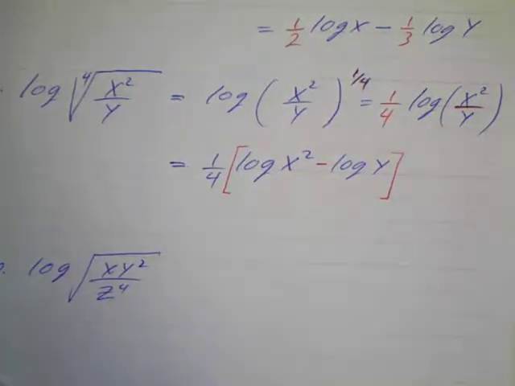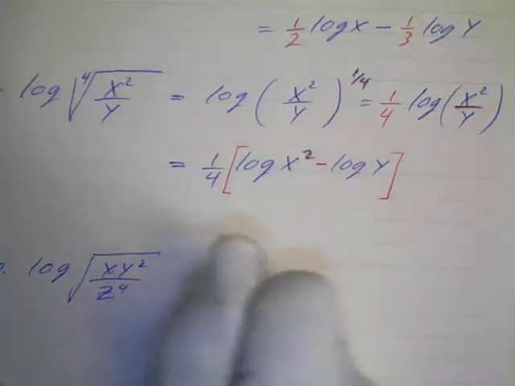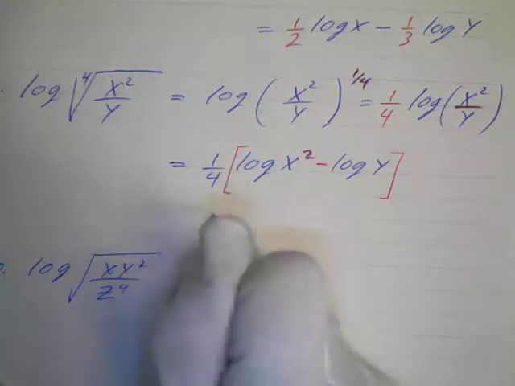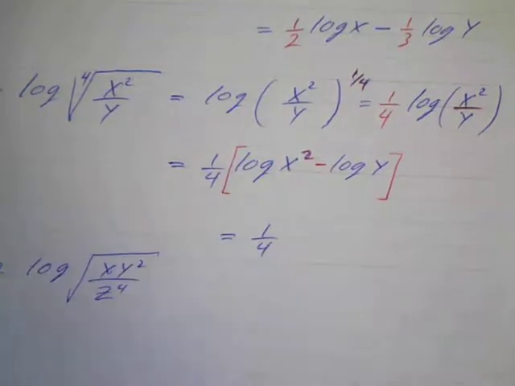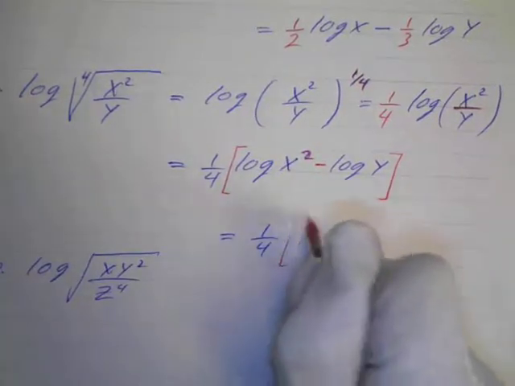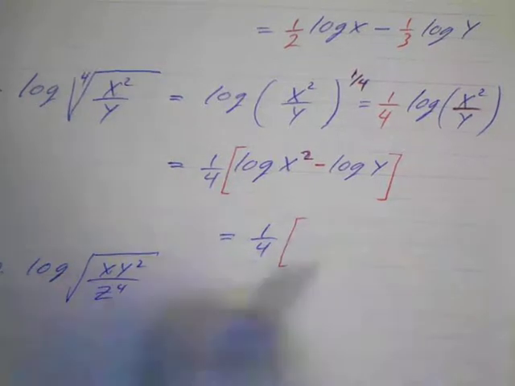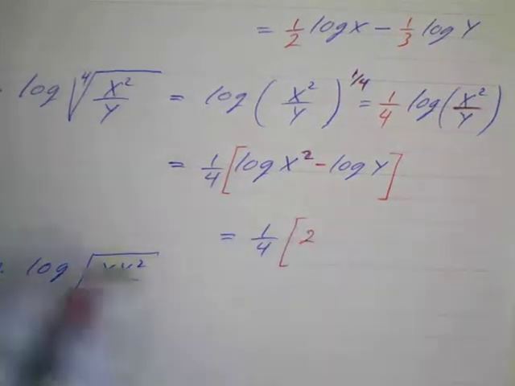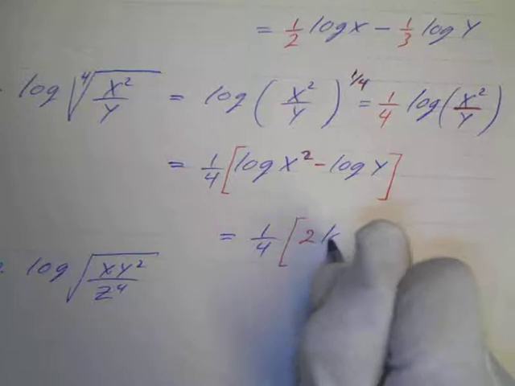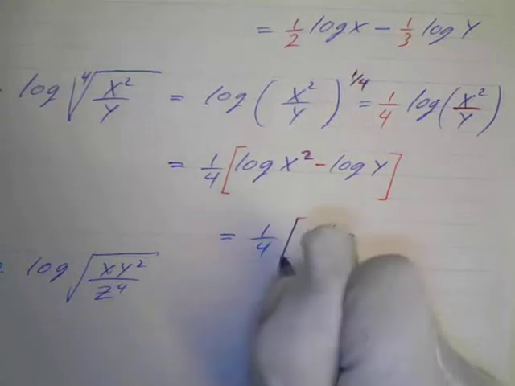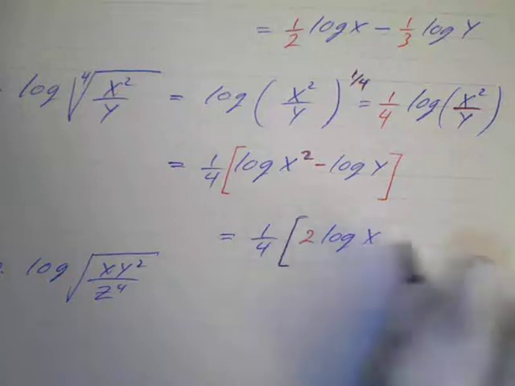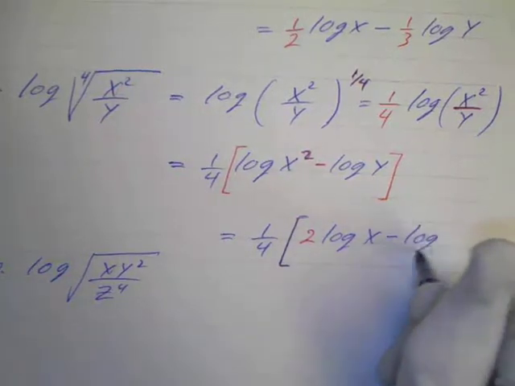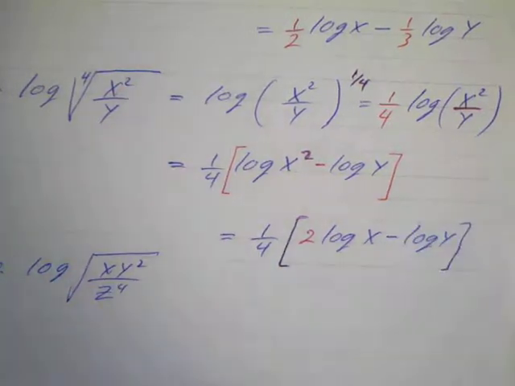And now the last thing I can do is bring this exponent out front. So this will equal one-fourth, and I'll put the 2 in front, so 2 times the log of x minus the log of y. And there's your solution.